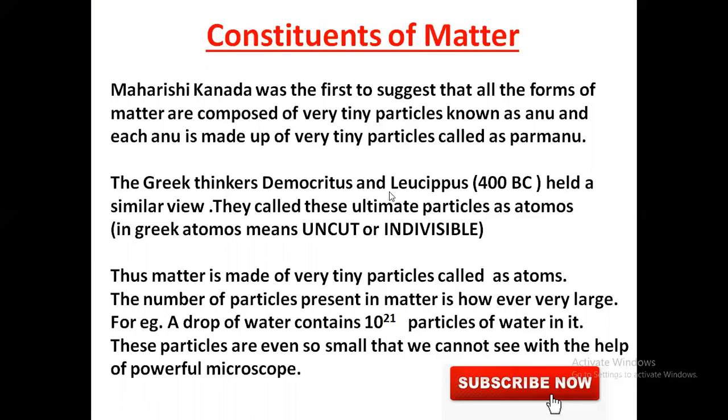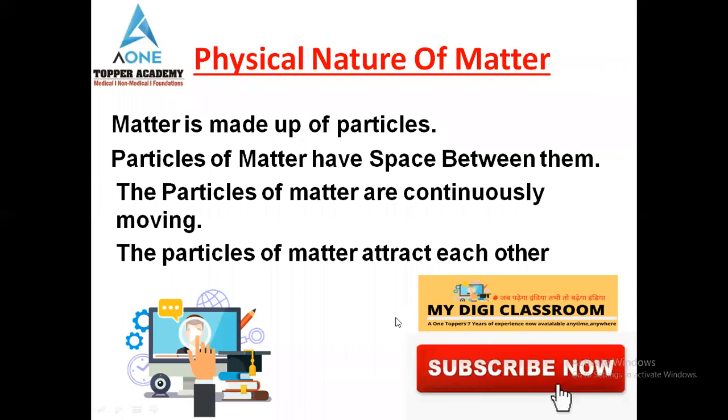Thus, matter is made up of very tiny particles called atoms. The number of particles present in matter is, however, very large. For example, a drop of water contains at least 10 power 21 particles of water in it. These particles are so small that we cannot see them even with the help of a powerful microscope. Now, what is the physical nature of matter? Matter is made up of particles.